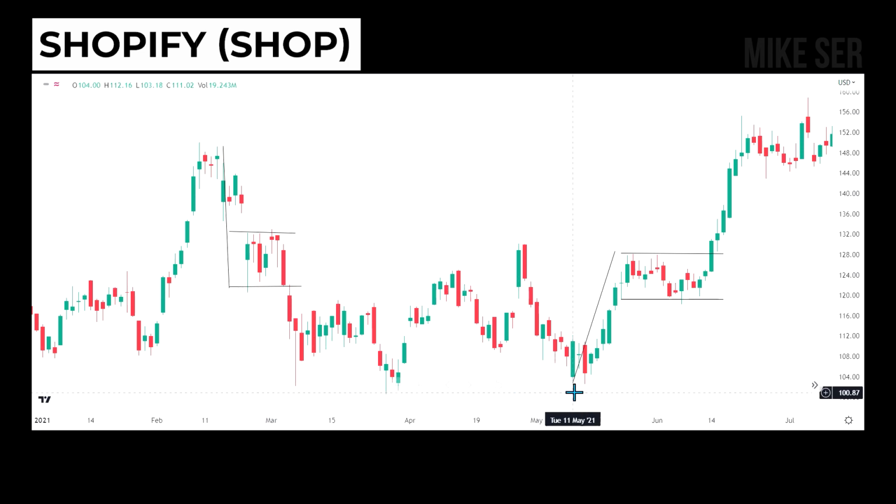Now a bull flag, you can see a big strong upward movement here. So this is the flagpole, and then consolidation, consolidation, and then it breaks out to the upside.